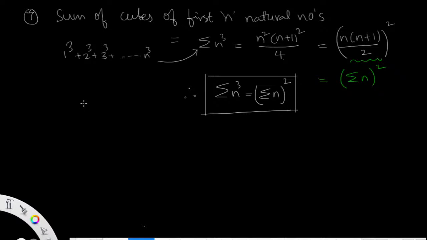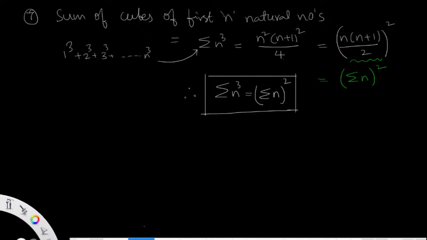up to n cube, equal to n square into n plus 1 whole square divided by 4. So that is n into n plus 1 by 2 whole square, which is in the form of, in the brackets, sigma n. So sigma n means n into n plus 1 by 2. So sigma n cube is equal to sigma n whole square. These are the basic formulas.